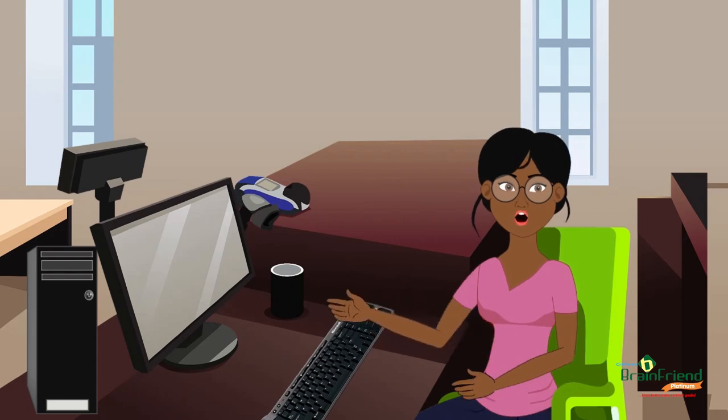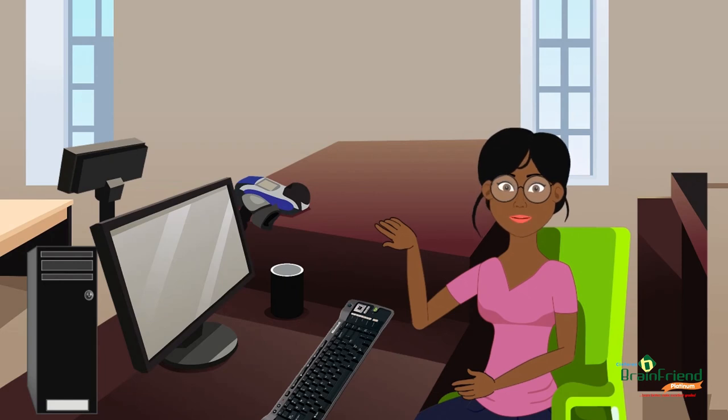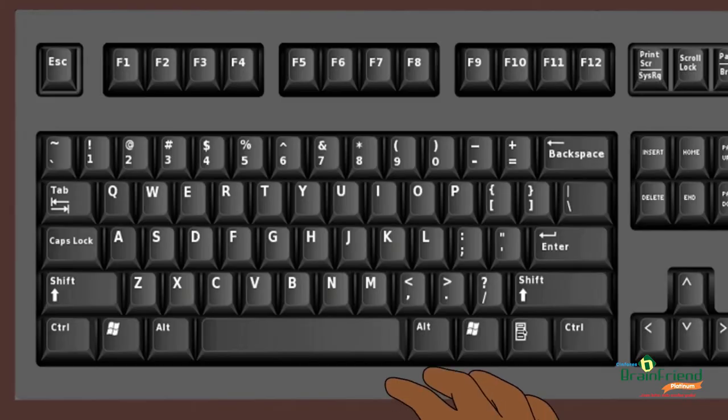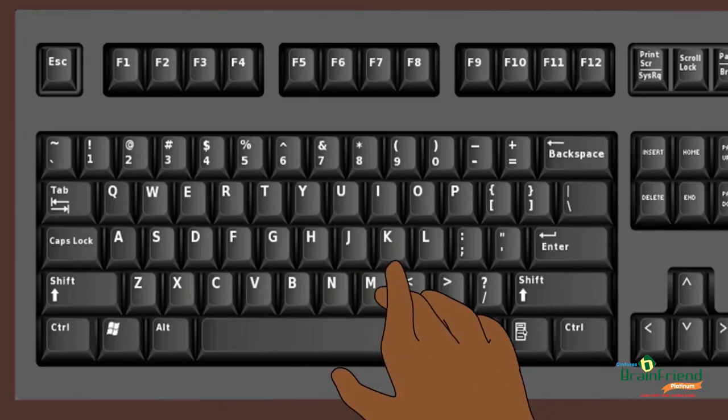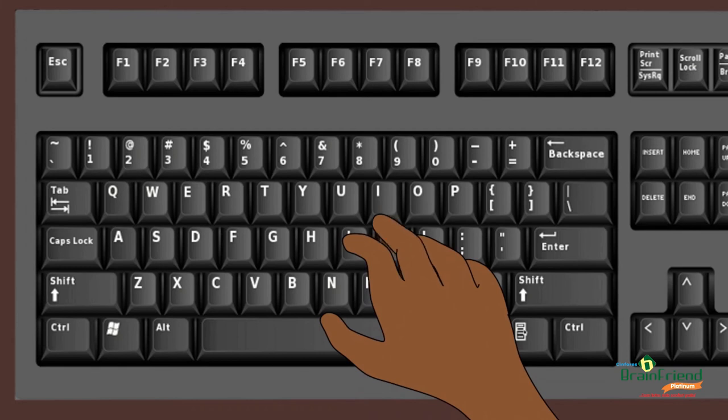Now, let's move on to the right hand. The correct way to place the fingers of the right hand on the computer keyboard is as follows. Place the right index finger on letter J, the middle finger on letter K, and the ring finger on letter L. Then, place the little finger on the semicolon character. Now, we're left with the right thumb. Just like we did with the left thumb, we will also place it on the space bar.